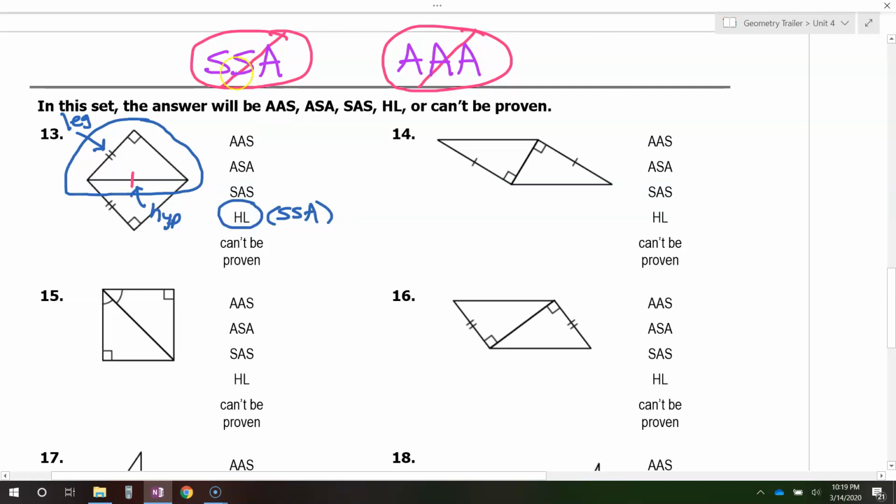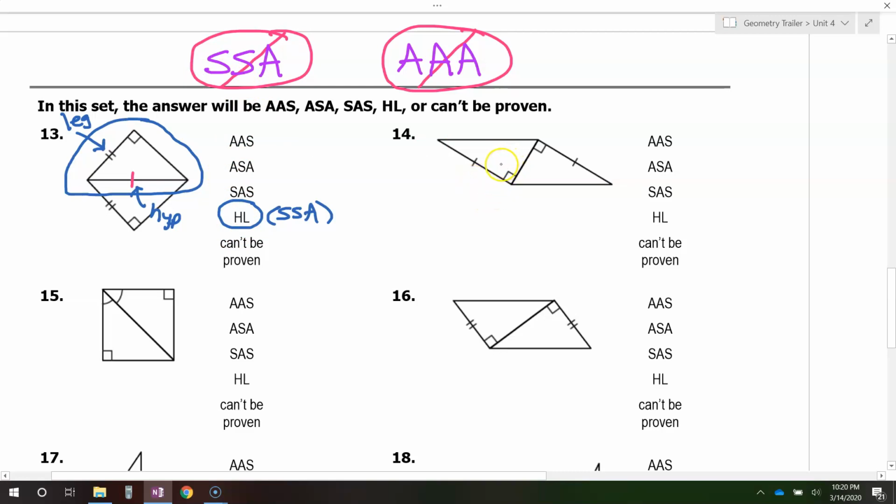Okay, so wow. When we have two sides and an angle, we really have to watch out for side, angle, side, or it could be side-side-angle, which is none, or it could be hypotenuse leg. So that's the trickiest one of all. Okay, let's move on to number 14.